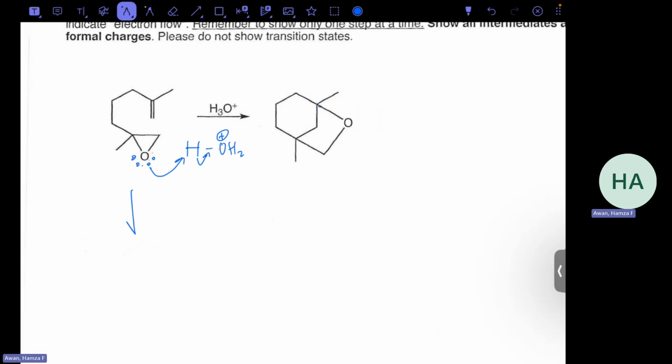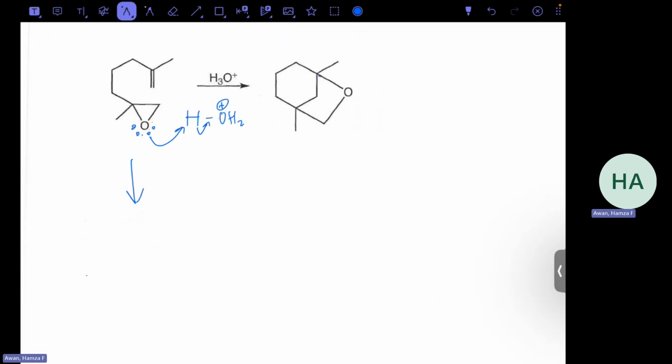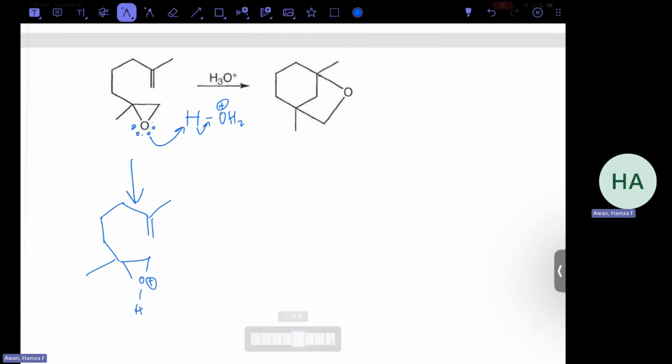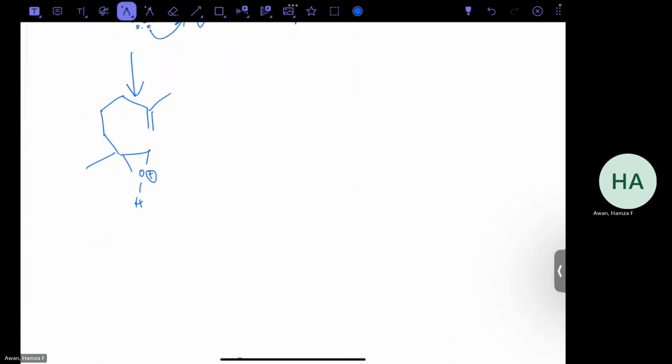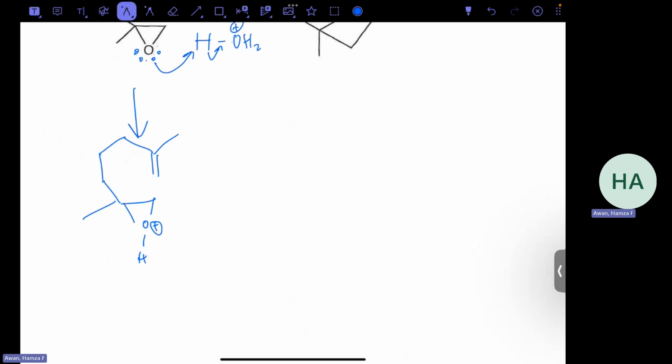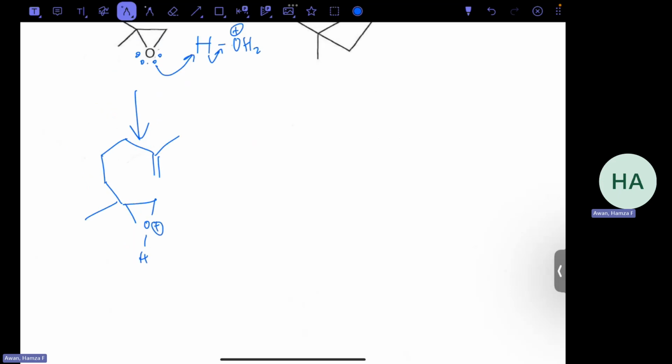And so the first step that we're going to have is this, and then this O touches the H with our plus charge, okay? So next step that we can do here is we can remember that this double bond is actually electronegative. And so what that means is that it wants to attack anything that is partially positive, right?